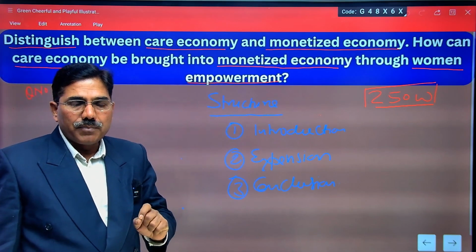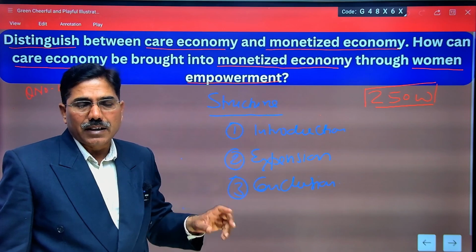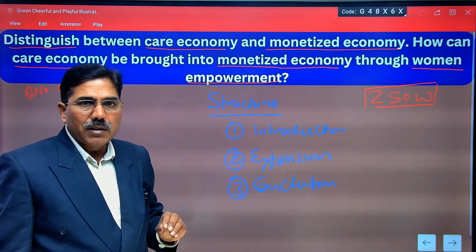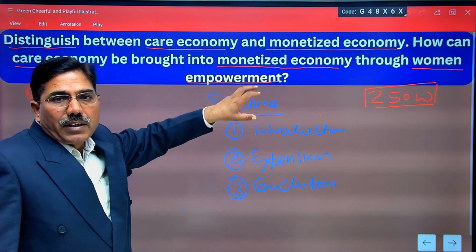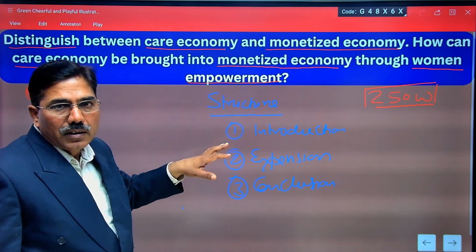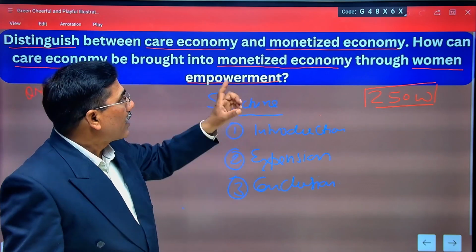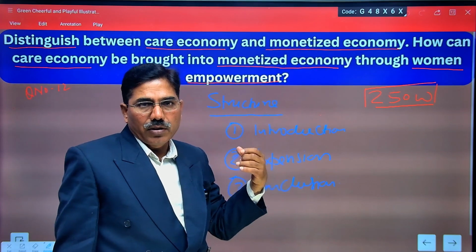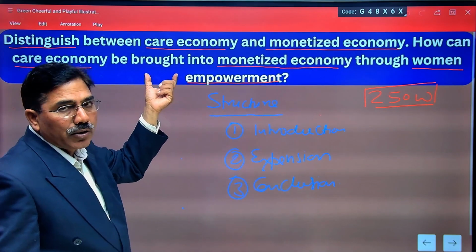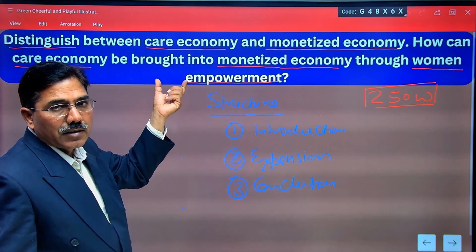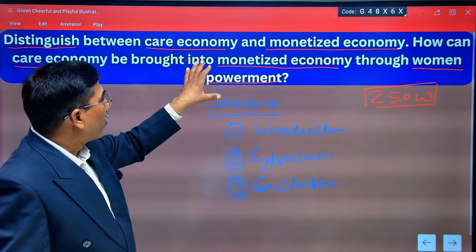In our economy, we do not estimate the value of these persons' activity. Generally, we measure only those activities which are measured in monetary terms. For example, if someone is doing a job, he gets a salary; that is part of the monetized economy. It means in the care economy, the monetary value is not estimated by our economists. That is why it is known as care economy.